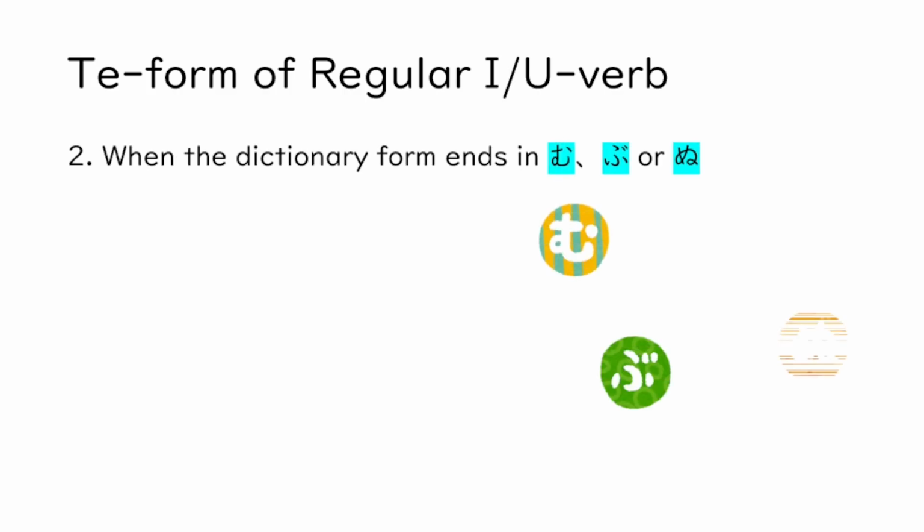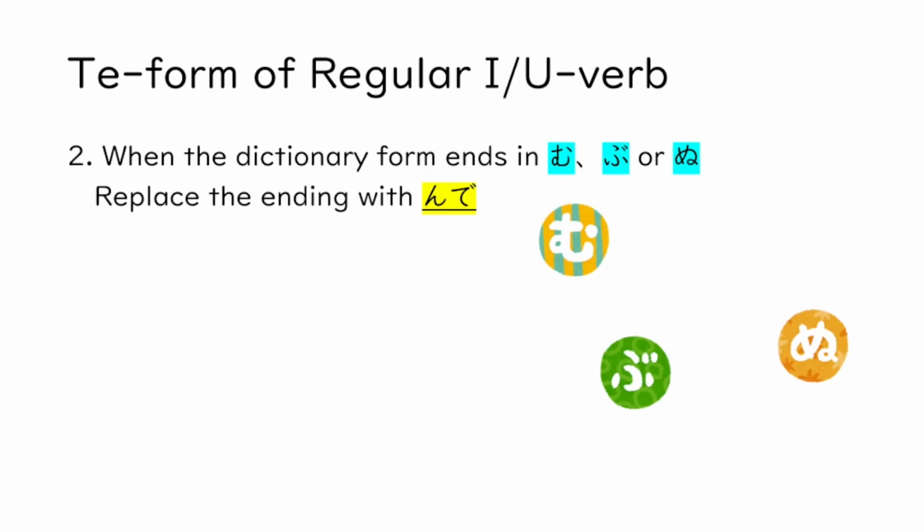Now let's look at the second set of endings. That is mu, bu, and nu. When the ending is one of these in their dictionary form, replace it with nde. Note that the last character is de, that is dakuon rather than seon.